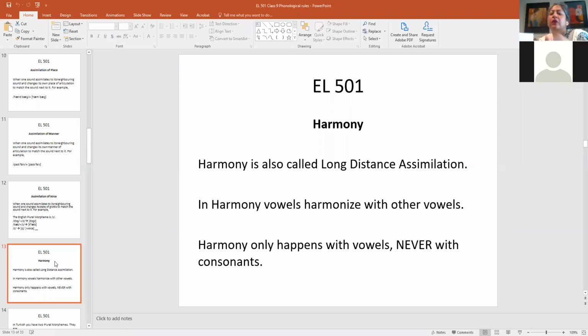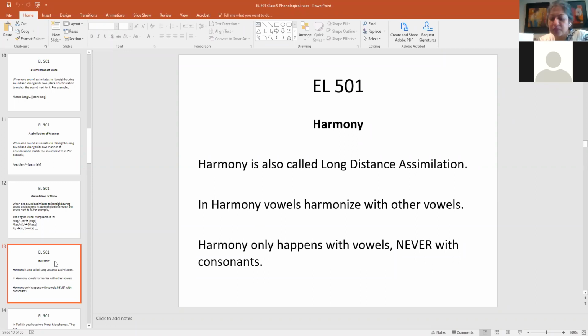If you see a vowel and a consonant changing each other or assimilating in any manner, then that is not harmony. That is then assimilation. Type harmony only happens between vowels. Okay, so this is something to always remember.